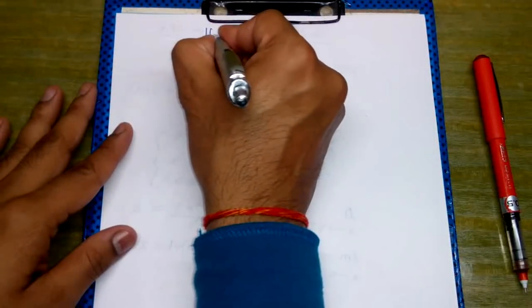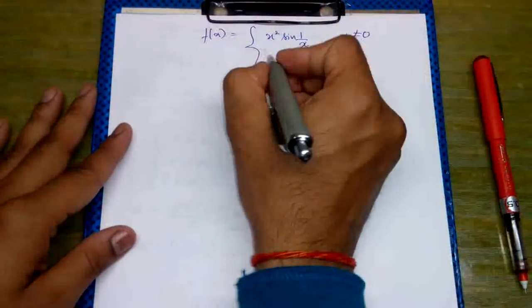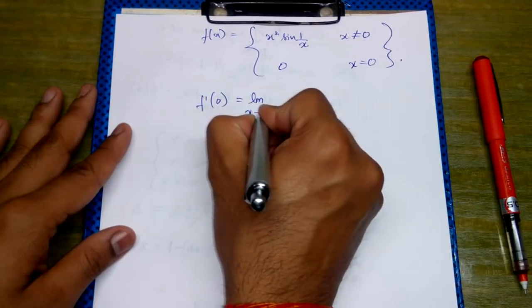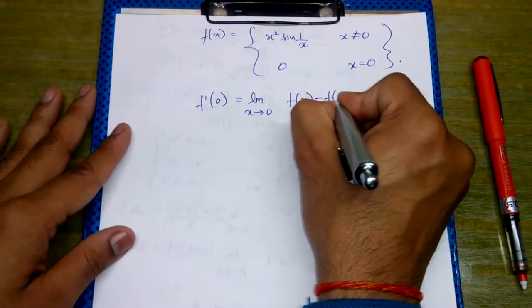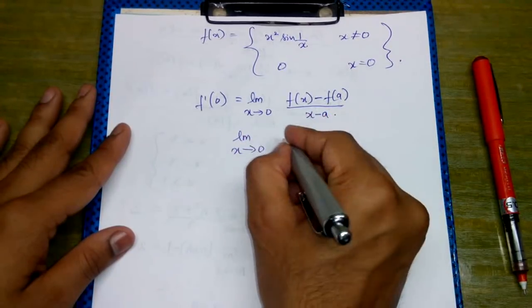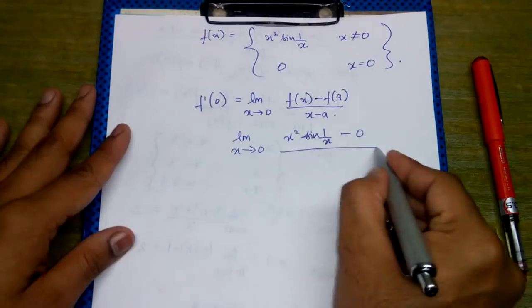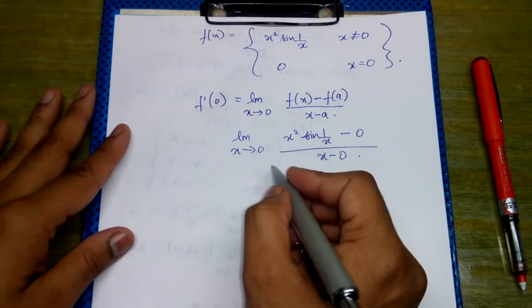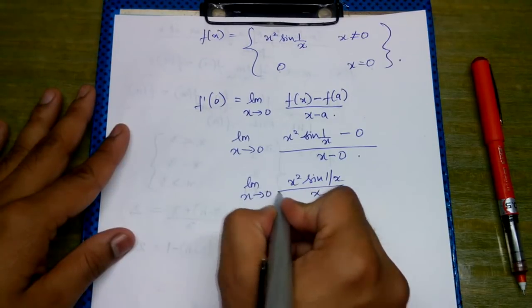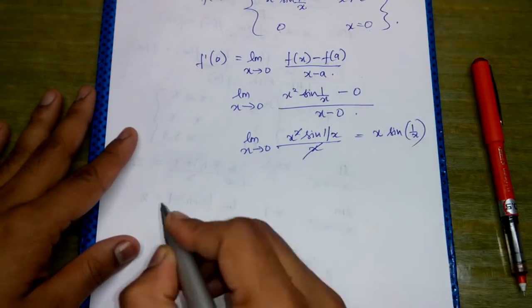So let us do a question. f(x) has been given as x² sin(1/x) where x is not equal to 0, and 0 when x = 0. Now f'(0) will be the limit as x tends to 0 of (f(x) − f(a))/(x − a). So f(x) simply means x² sin(1/x) minus 0, f(a) is 0, upon x minus 0. So this comes out to be x² sin(1/x) divided by x, as x tends to 0. This gets cancelled out and hence x sin(1/x).